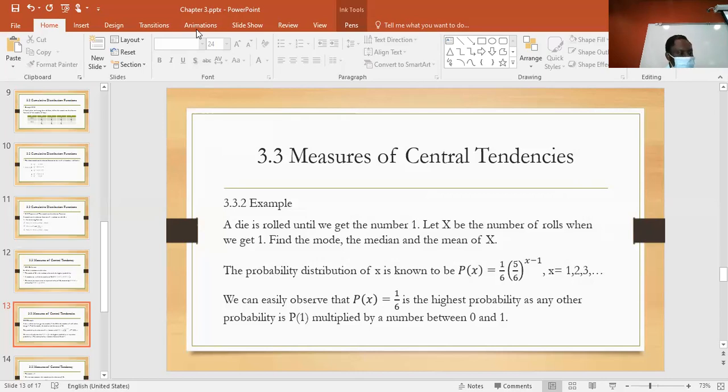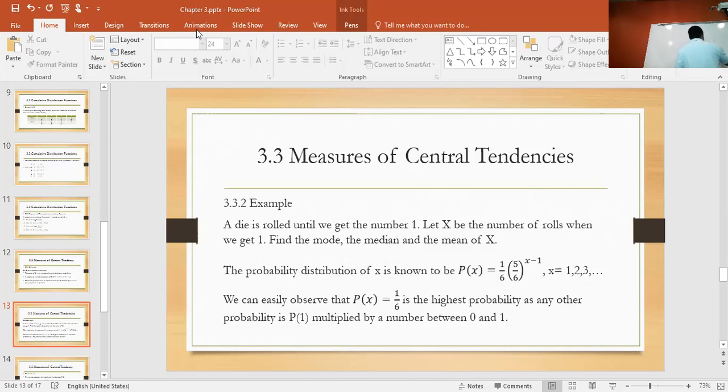So given this distribution, we may also be interested to find the median. I don't know whether we did the median last time, but it is easy to prove that 1 is the median, because if you have the probability of x equal to 1 over 6 times 5 over 6 to the power x minus 1, then for every x, this value is less than or equal to 1 over 6.